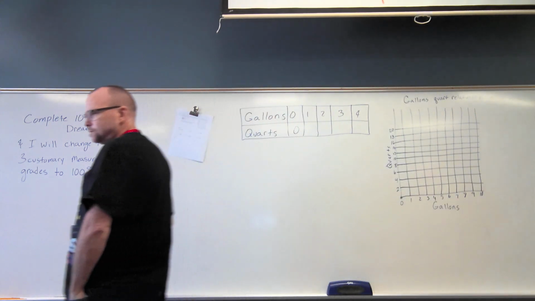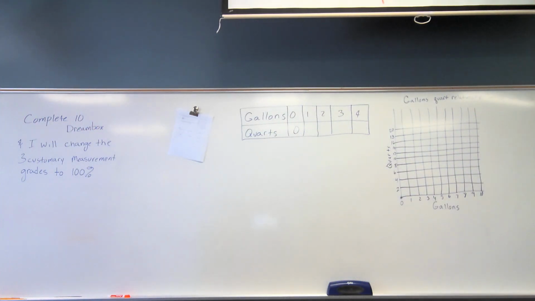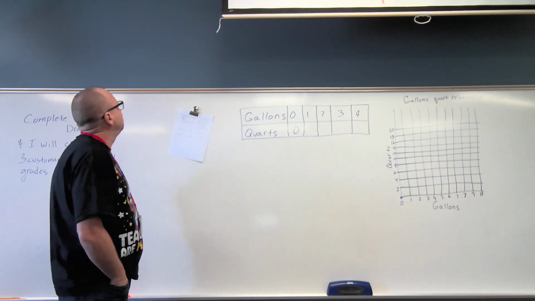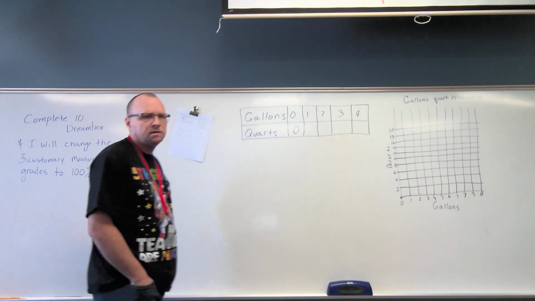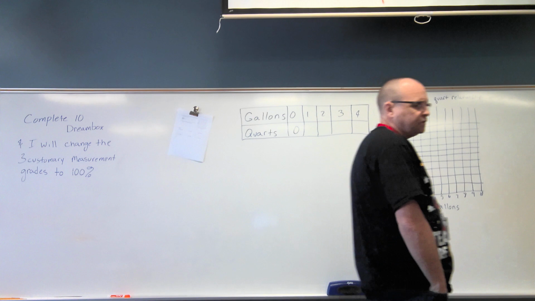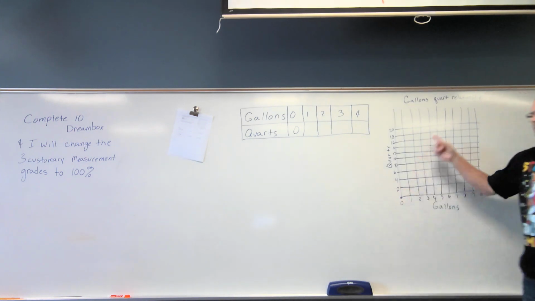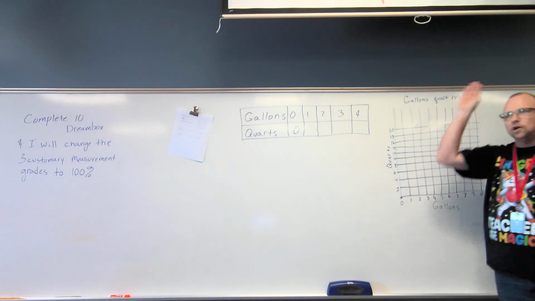All right, so let's look at what we have up here. You have instructions on the paper for this problem: complete the table and make a graph showing the relationship between gallons and quarts. First of all, you need to know this is a line graph, not a bar graph.